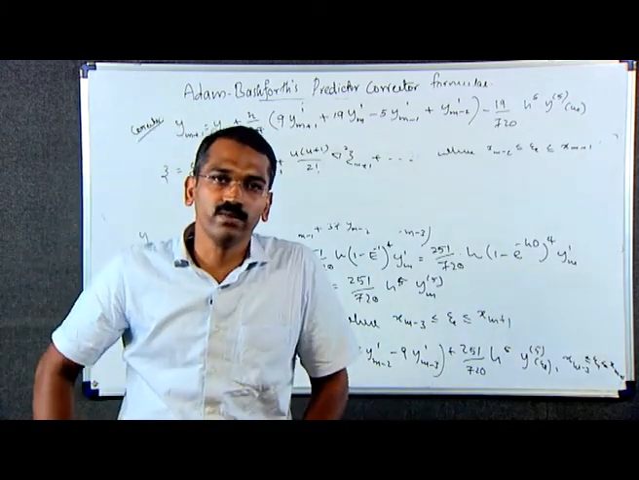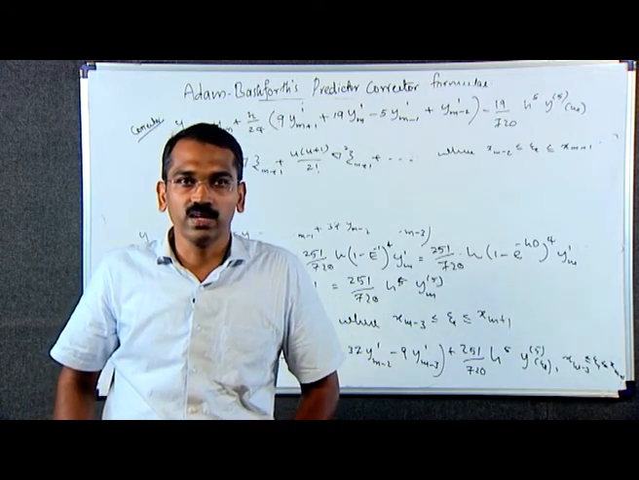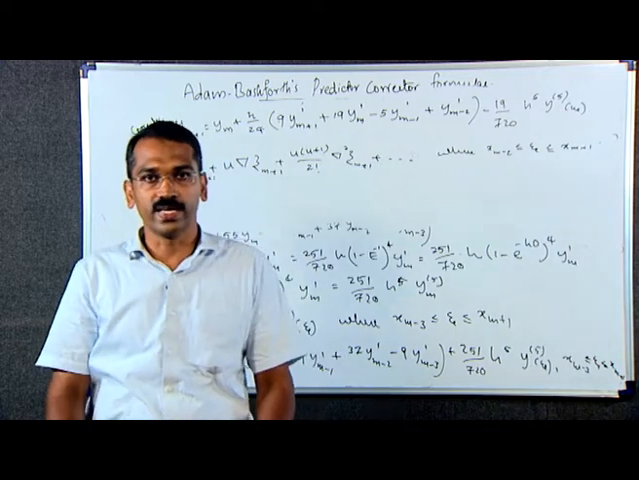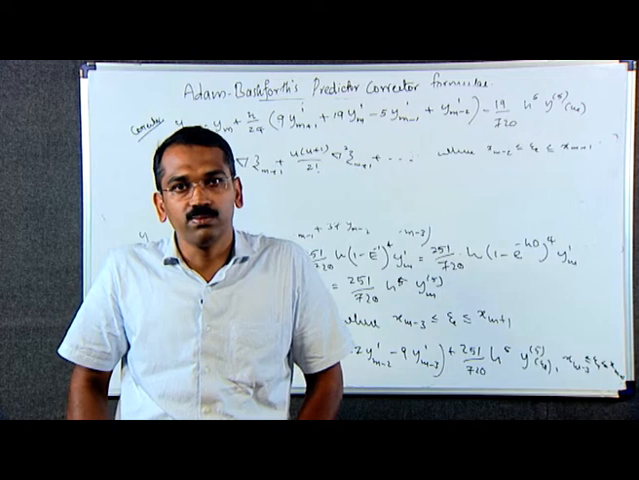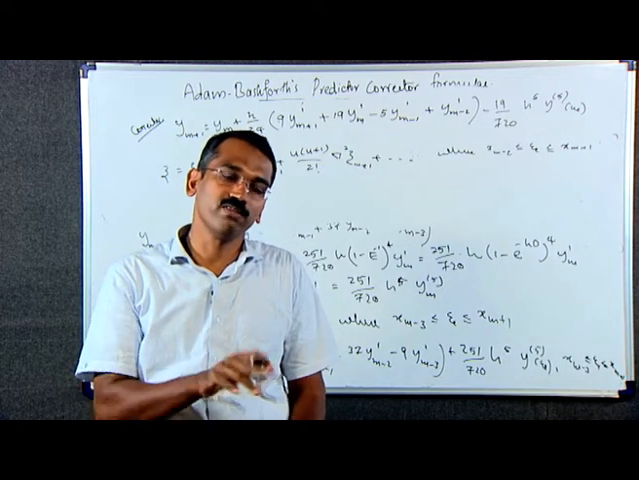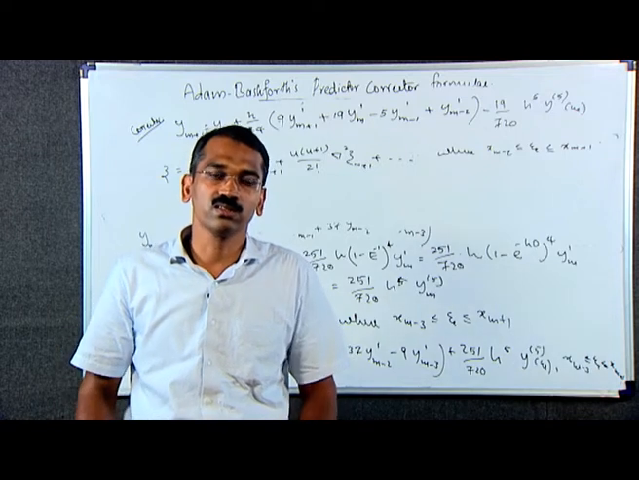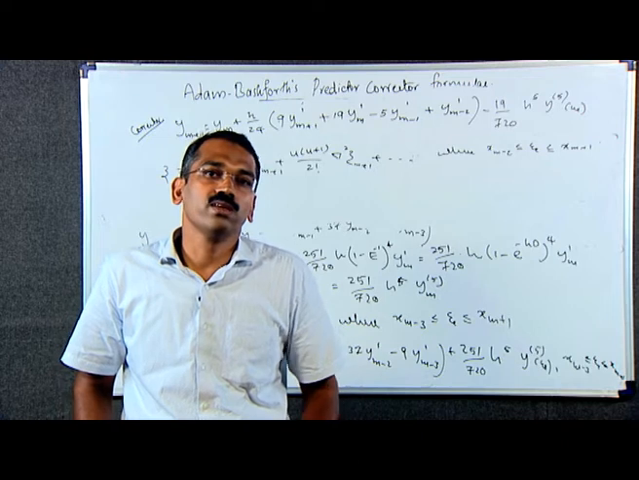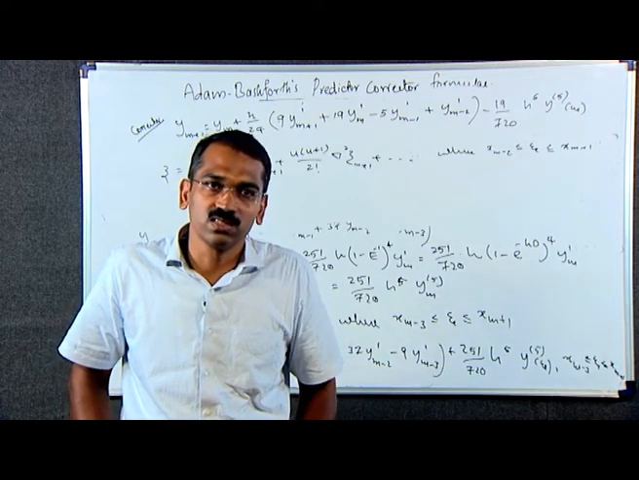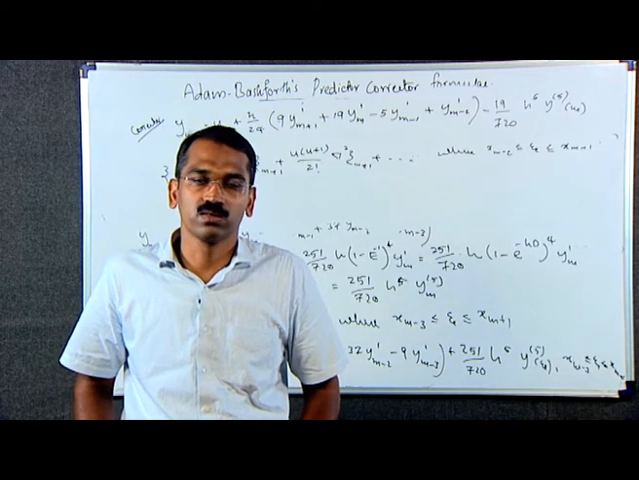To apply Adams-Bashforth's predictor corrector method, we require 4 starting values of y. Hence, these methods are known as multi-step methods. In the previous class, we discussed the Milne's predictor corrector method, which is also a multi-step method, whereas the previously discussed methods, Taylor series and Runge-Kutta methods, are single step methods.